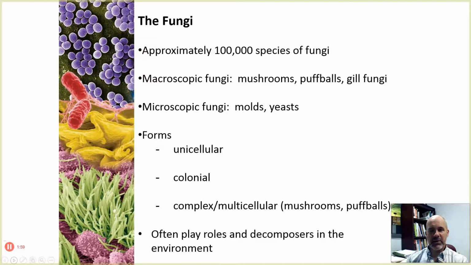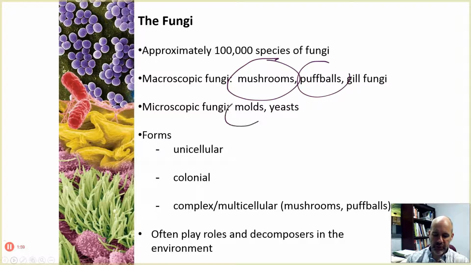And now macroscopic versus microscopic. So like I just mentioned, we've all seen mushrooms. You've probably seen puffball fungi out in your yard. When you're a kid, you kick those and a bunch of spores come out from the inside of the puffball, and it looks like a puff of smoke. And there are gill fungi like you might see on the sides of rotting logs. And then there are microscopic fungi, such as molds and yeast.